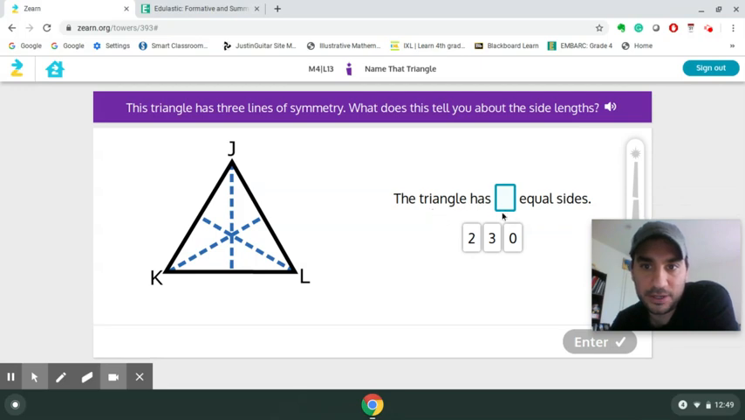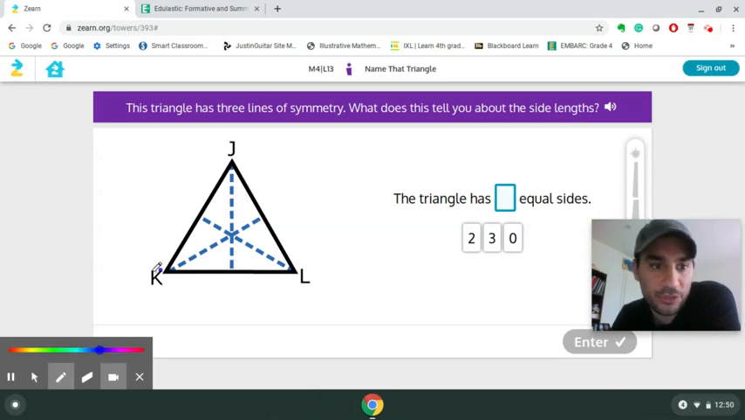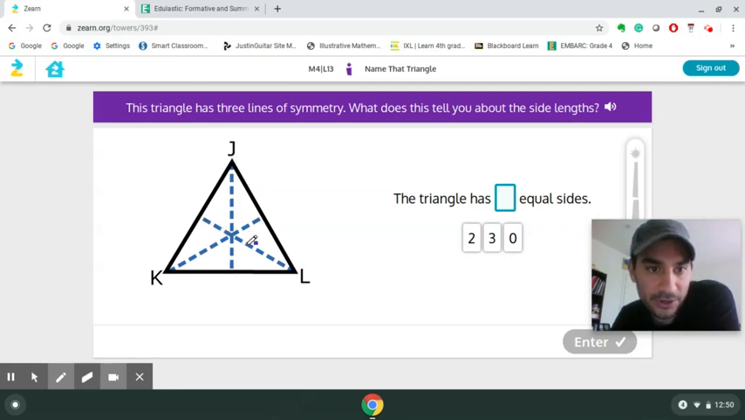Okay, the triangle has blank equal sides. Now, there are no tick marks here, so we can't use tick marks to help us classify this based on side length. But we do know that there are 3 lines of symmetry. Here's one, there's one right down the center, and then there's a third that cuts across this way, all right? So there's 3 lines of symmetry.